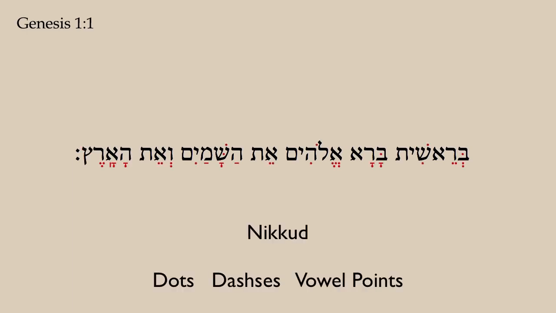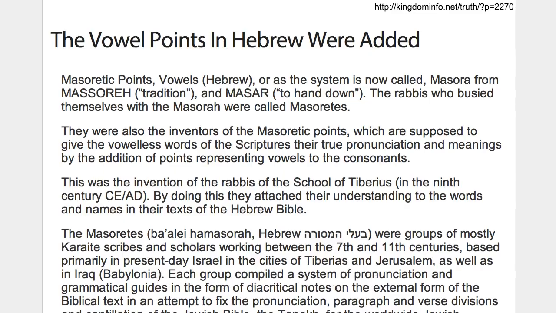Now, as I said, the nikud, which is the dots, dashes, and the vowel points, these do not exist in the original Hebrew manuscripts, and that's a fact. Anybody can Google that information and verify that. However, for the sake of the video, I'll give a quick reference. This is a small article called "The Vowel Points in Hebrew Were Added." The website is listed in the top right-hand corner. But again, this is a known fact.